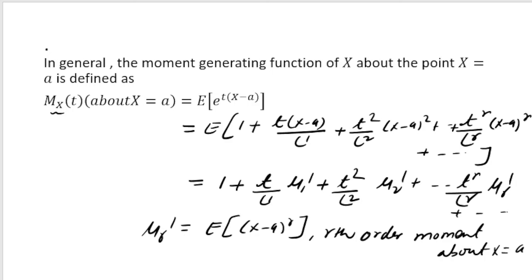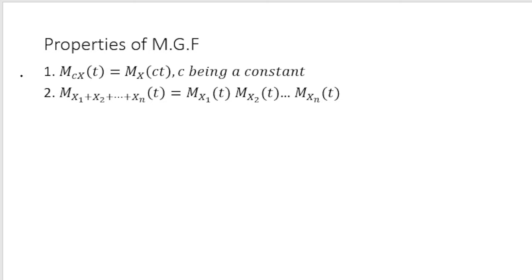So there are two properties which I have highlighted here. Sometimes they ask this in MCQ questions, that the moment generating function of the random variable cx, M of cx at t, is equal to M x at ct, where c is a constant. And similarly the moment generating function of x1 plus x2 plus up to xn at t can also be written as M of x1 at t into M of x2 at t up to M of xn at t. Just in case you are a student interested in it, you should certainly do the proof.